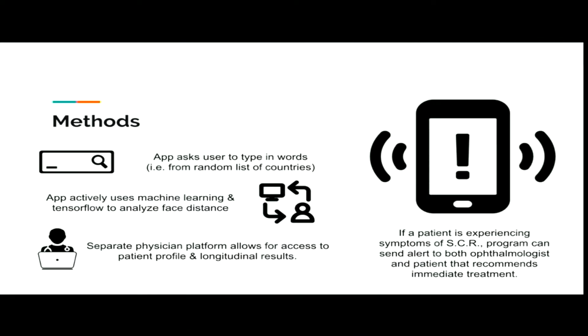So we developed an app that basically asks users to type in a word, and while they're typing in a word, we take pictures and use machine learning for facial detection, and then based on that, we can measure the distance that they're reading the word from their phone. And then we'll build a profile for these patients, and then we'll have a physician's app where they can download or upload patients' profiles, and then they can see longitudinally the patient's progress in visual acuity over time. And if the patient's visual acuity suddenly changes, then we'll have an alert system go out to their providers.